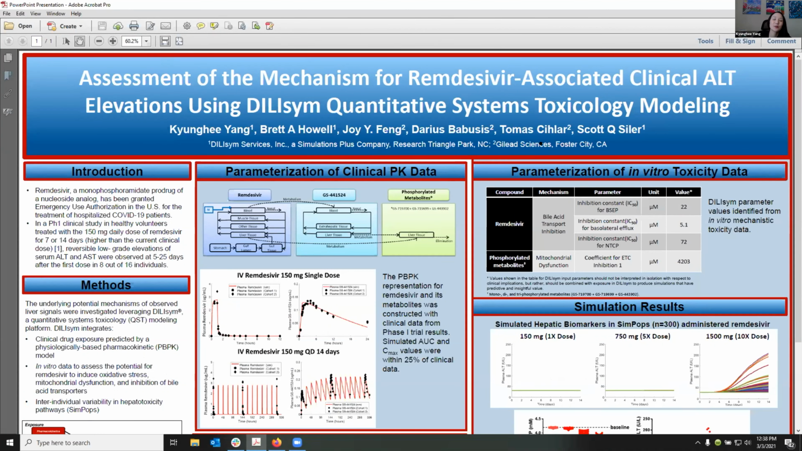For the next 10 to 15 minutes, I will present my poster entitled Assessment of the Mechanism for Remdesivir-Associated Clinical ALT Elevations Using DILIsym Quantitative Systems Toxicology Modeling. This poster was presented at the Liver Meeting last year in 2020.